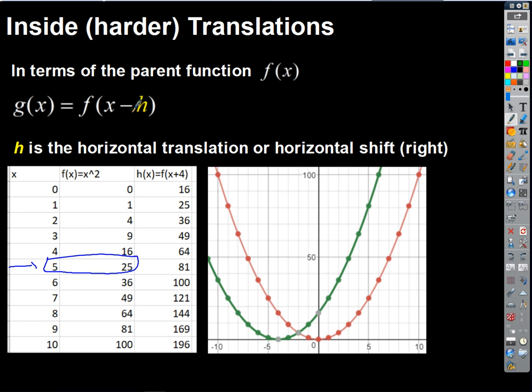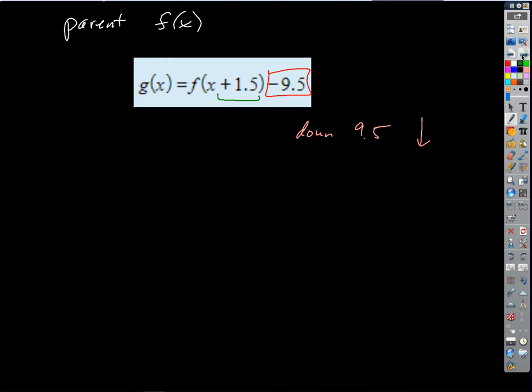So when it's inside the function, the direction that the thing gets slid is always kind of the opposite of whatever's happening to that number. If it's being subtracted, it's actually going right instead of left. It's backwards, right? Okay. So you're right in saying that this is going to go left 1.5.